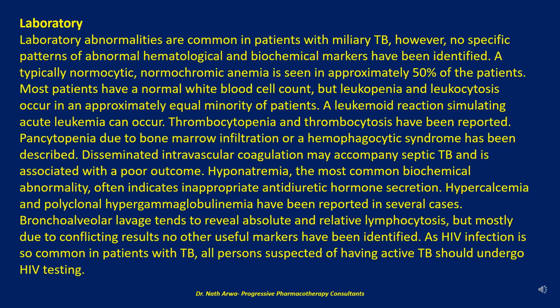A leukemoid reaction simulating acute leukemia can occur. Thrombocytopenia and thrombocytosis have been reported. Pancytopenia due to bone marrow infiltration or a hemophagocytic syndrome has been described. Disseminated intravascular coagulation may accompany septic TB and is associated with a poor outcome. Hyponatremia, the most common biochemical abnormality, often indicates inappropriate antidiuretic hormone secretion. Hypercalcemia and polyclonal hypergammaglobulinemia have been reported in several cases.